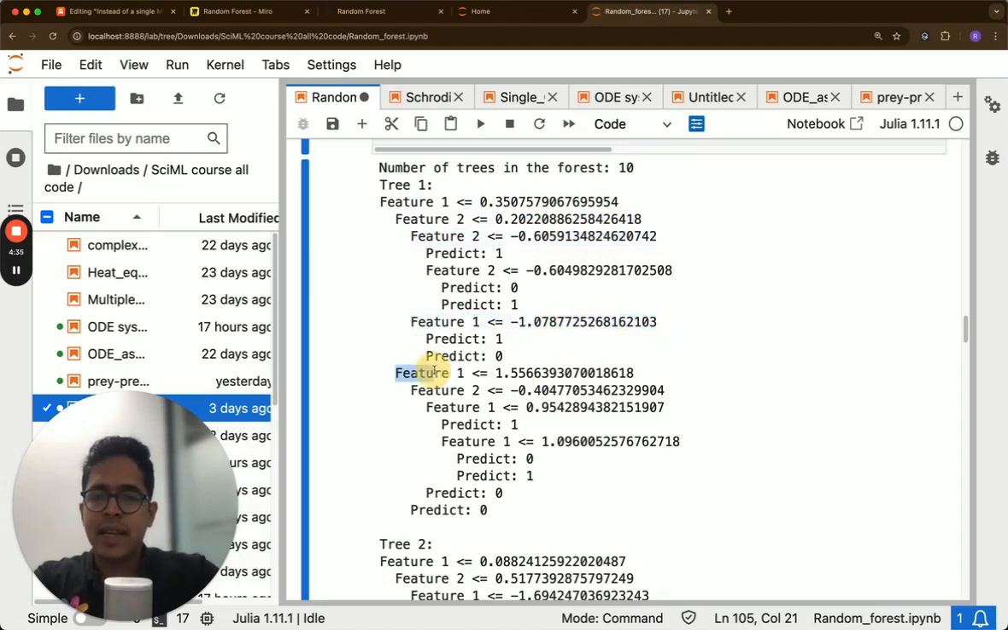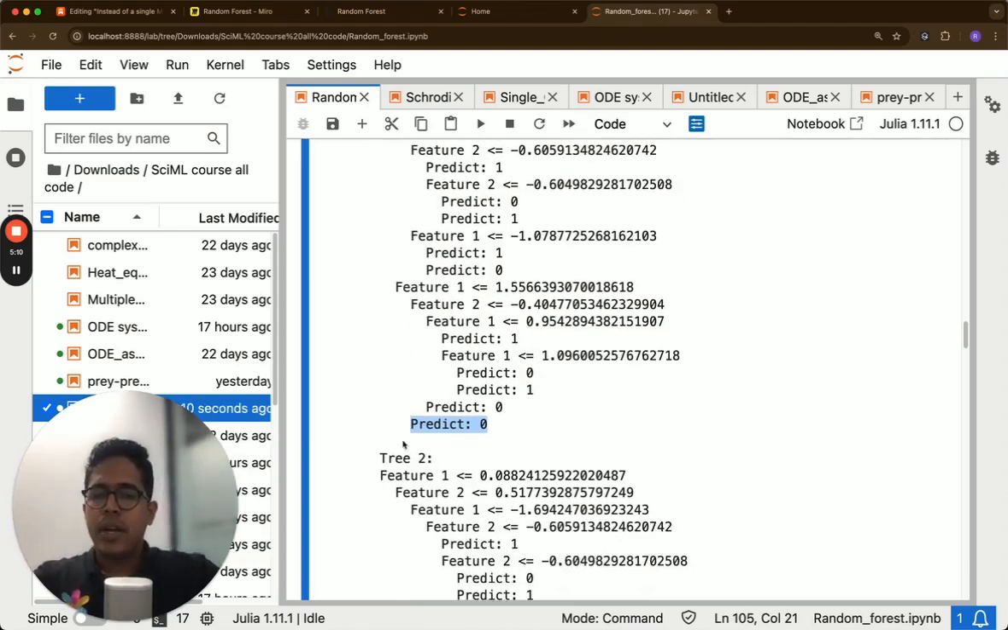Similarly, for the child created from the root node on the right, you have feature 2 less than or equal to minus 0.4. If that is true, you have a child on the left, and the child on the right is a leaf node, which is why there is a prediction. Similarly, for this, when you split, you have a child on the left, but the child on the right is a leaf. So wherever you see predict, you can understand that it is a leaf node. Wherever you see feature less than or equal to something, it is an internal node. So this is how you can read the individual trees.